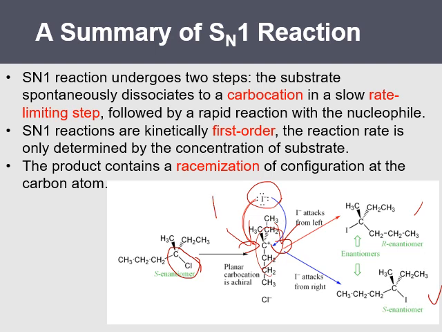Now the first step is a slow step. This forms the carbocation, so it's a slow step that determines the overall reaction rate. In this step, the only reactant involved is the alkyl halide. The nucleophile does not participate in the first step, so the overall reaction rate is only determined by the substrate. So this reaction is a first-order reaction, because the reaction rate is only determined by the alkyl halide, and that's why it's called the SN1 reaction.